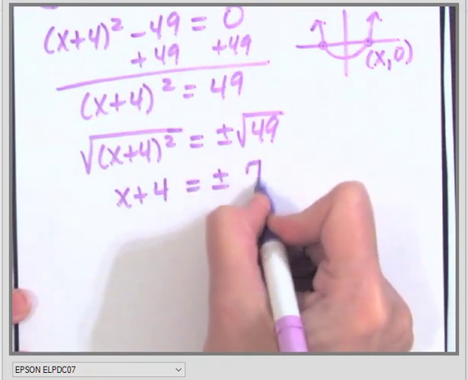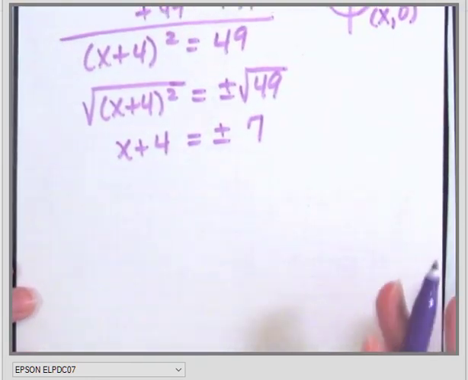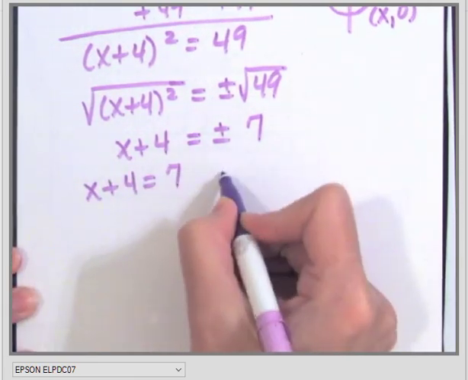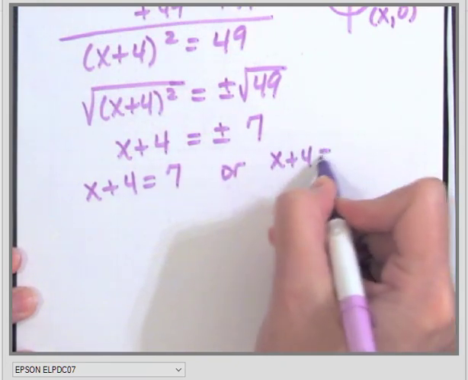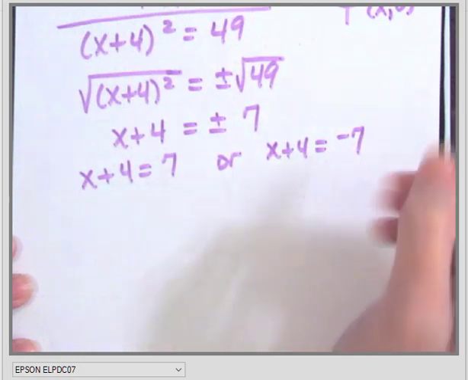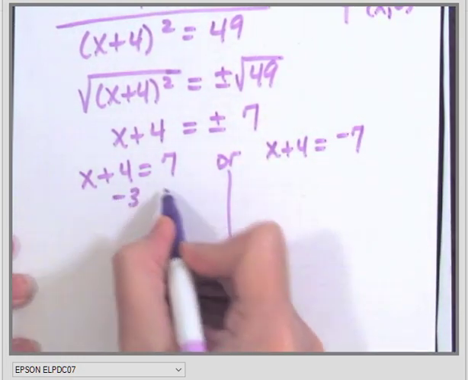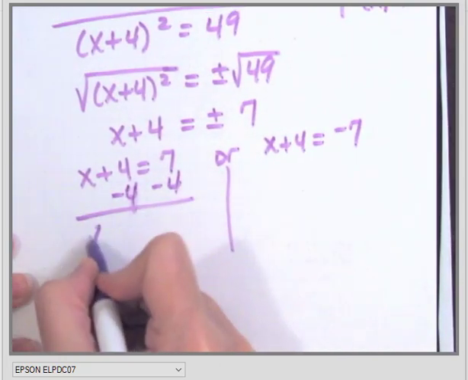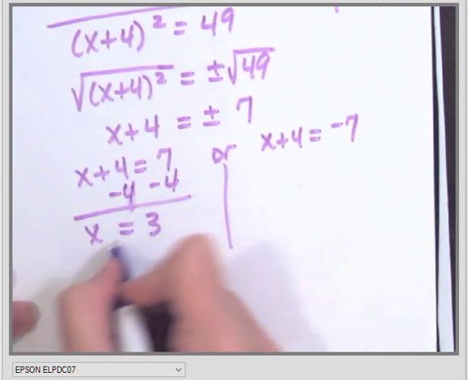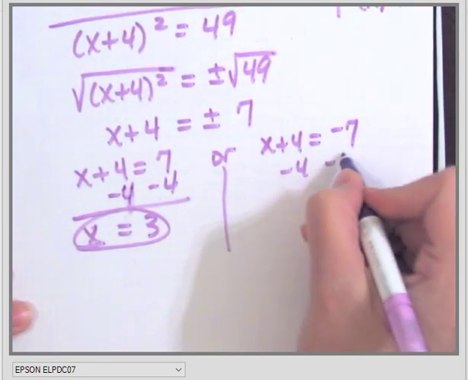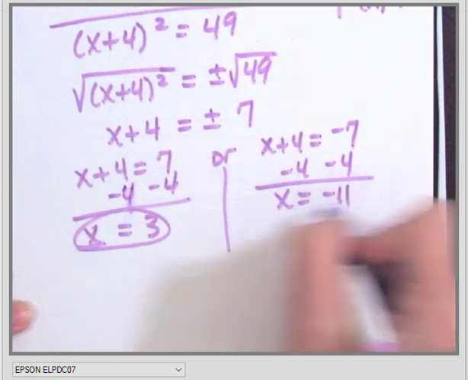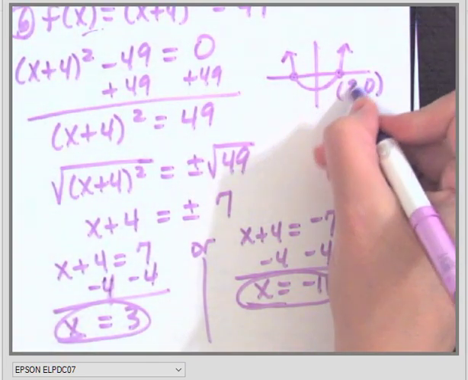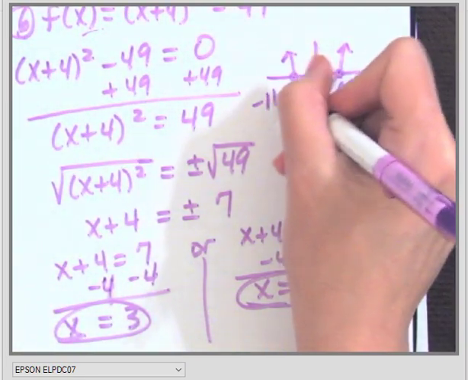And then the square root of 49 is 7. Now we still don't have x by itself. So what this means is that x plus 4 could be 7, or x plus 4 could be negative 7. So we have two little equations to solve. So here we'll take away 4 to get the 3 on this side. So that'll be x is equal to 3. One answer. Over here we'll take away 4, and that will be x is equal to negative 11. So now I know that x value is 3, and over here I'd have my negative 11, 0.